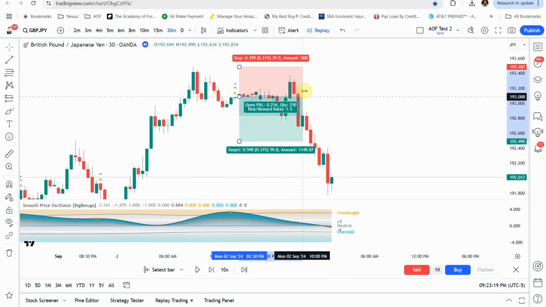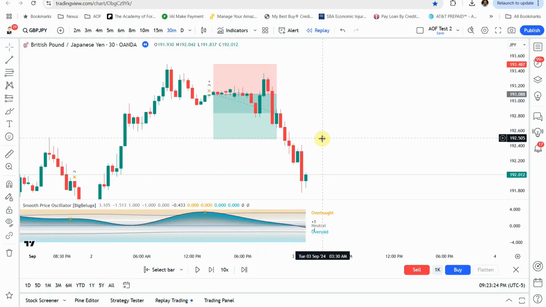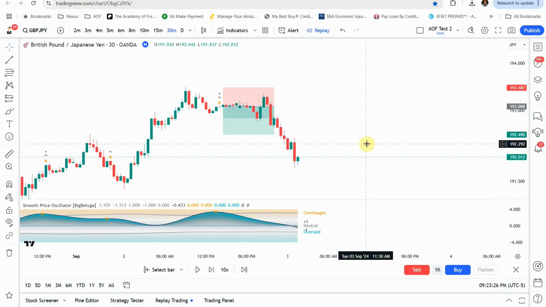Alright, so it takes just a little bit. We just kind of bob along there for a moment, then make this strong push to the downside, getting us to our take profit. Alright, so that puts us at the end of the testing right there.